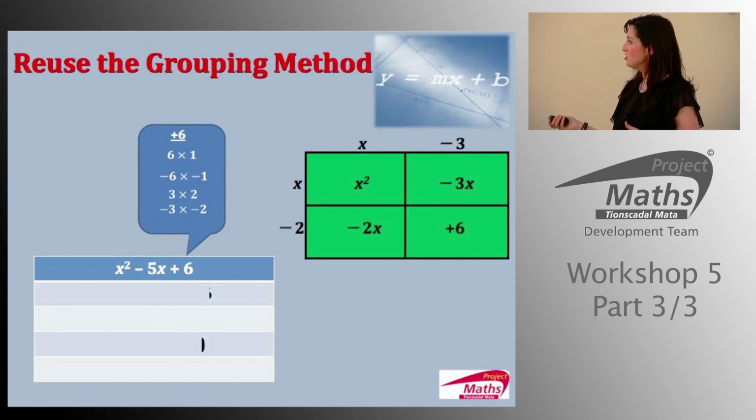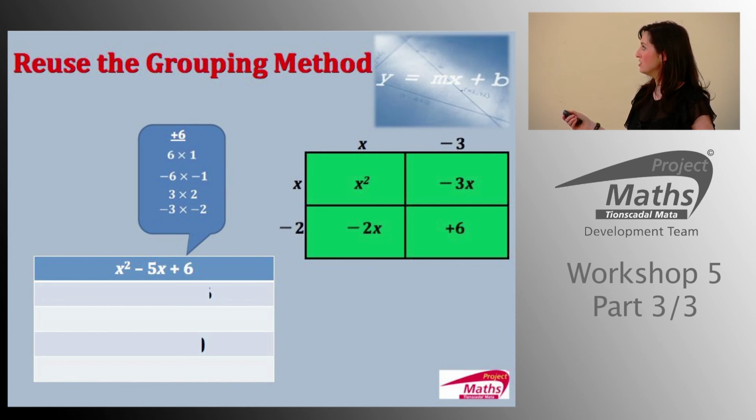So the guide number basically is this last number. And what they're told is nothing but what can make plus 6. Okay? So 6 by 1 can make plus 6. So can minus 6 by minus 1. 3 by 2 or minus 3 by minus 2. And they're trying to make the minus 5 in the middle. So we would go with minus 3 minus 2, wouldn't we?